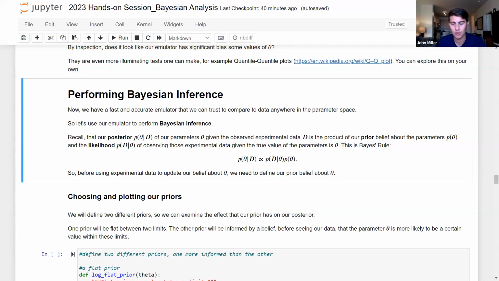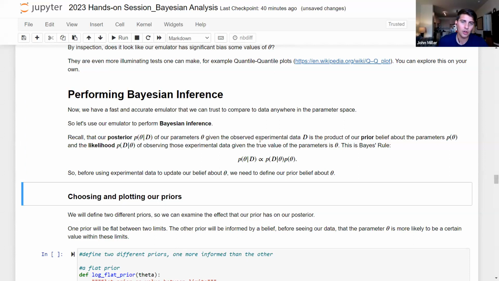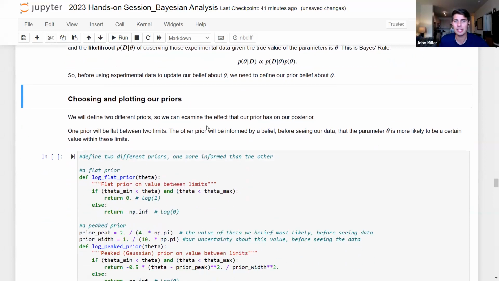And so the way we can calculate that posterior is by knowing that it's proportional to our likelihood times a prior distribution. So in order to do this process, we need to choose a prior distribution. And what we're going to do here is look at two different prior distributions, and compare them to see what effect our choice of prior will have on our posterior distribution.